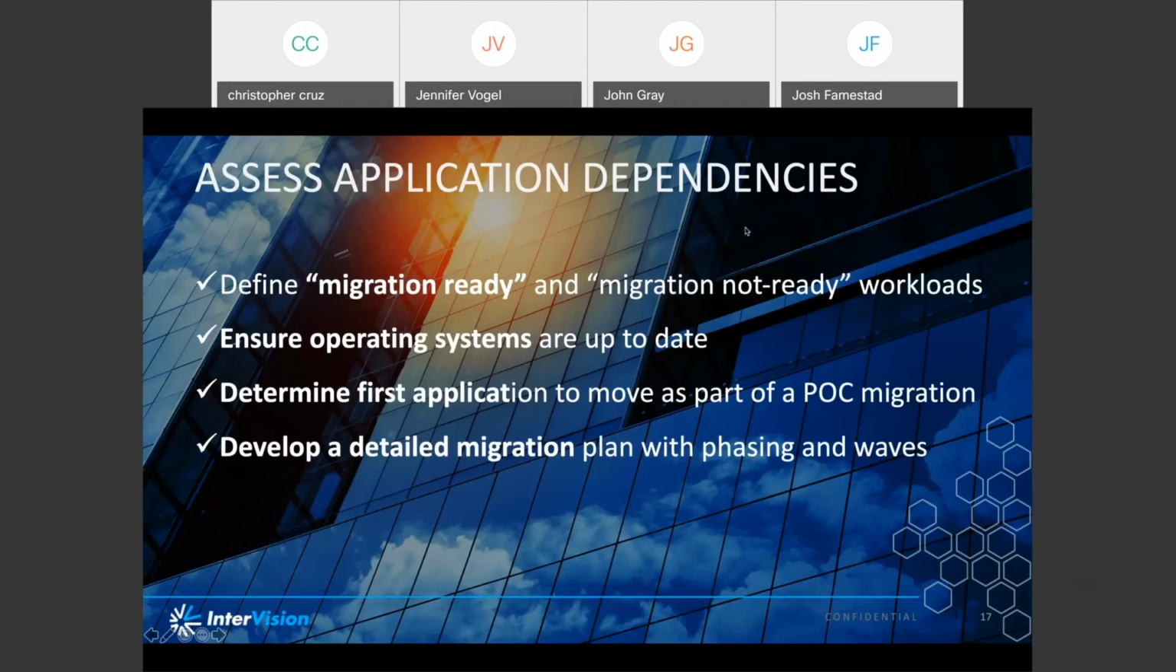So that you can do a development environment first, that's not so important, find out what works and what doesn't. And then by the time you get to production, it goes a lot more smoothly. So Josh, can you hit on how we go about assessing application dependencies from a technical standpoint?